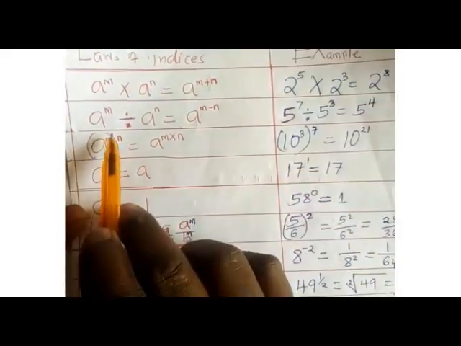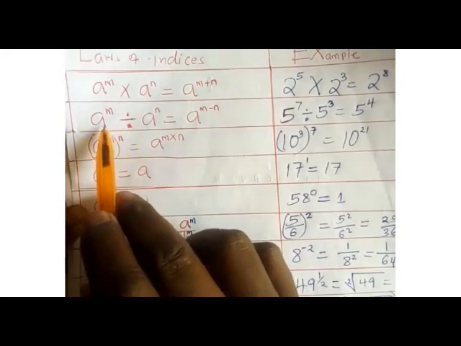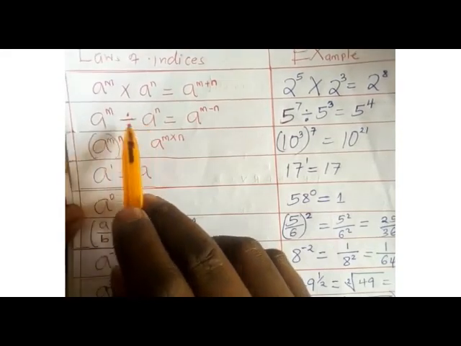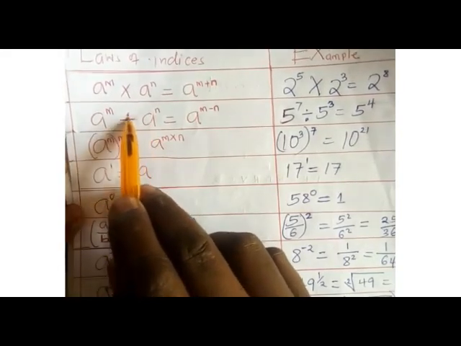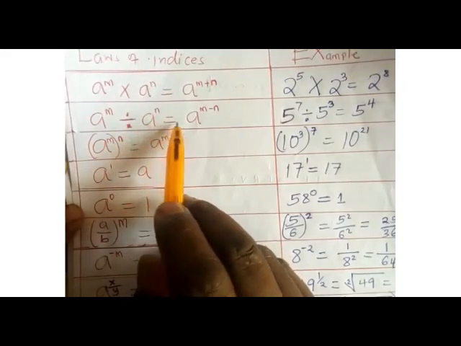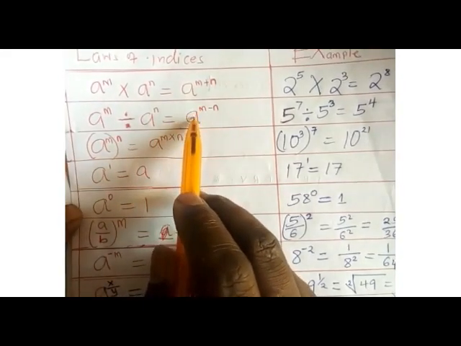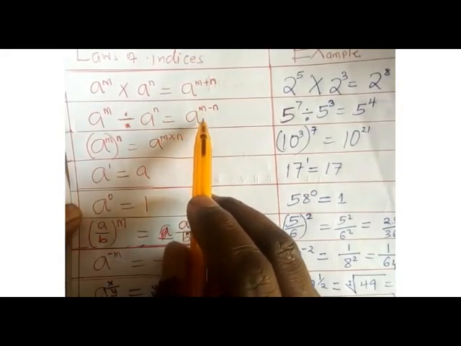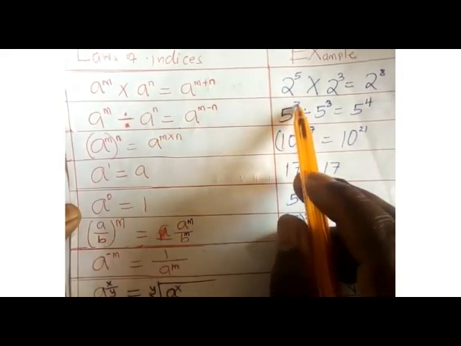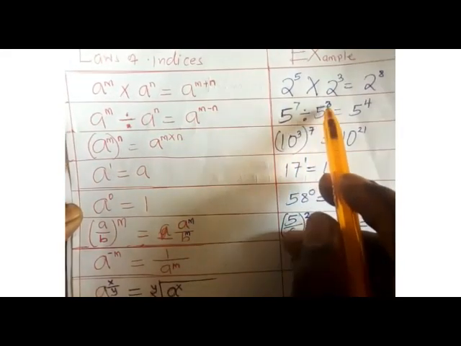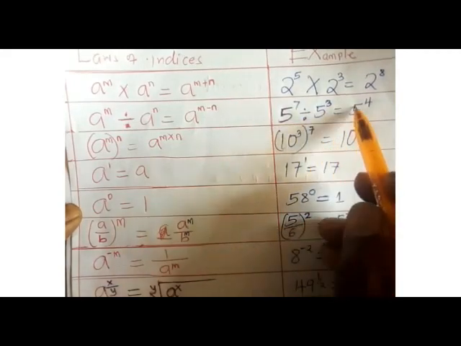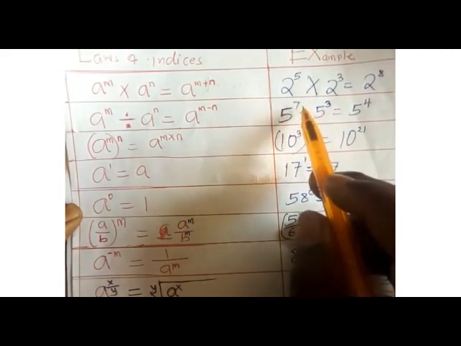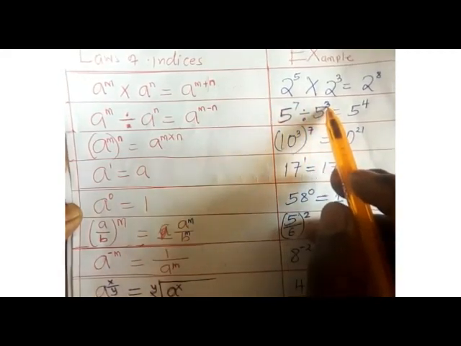Rule number 2 is division. When we have indices like this, a to the m divided by a to the n, the bases are the same. When it is a division, what do we do? We write one base and then subtract the powers. Therefore, a to the m minus n gives us the answer. Therefore, 5 raised to power 7 divided by 5 raised to power 3, the base is 5. So we take one base, and then what do we do with the powers? We subtract them. 7 minus 3, the answer is 5 raised to power 4.